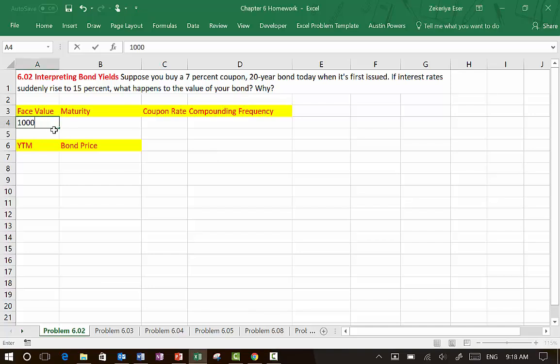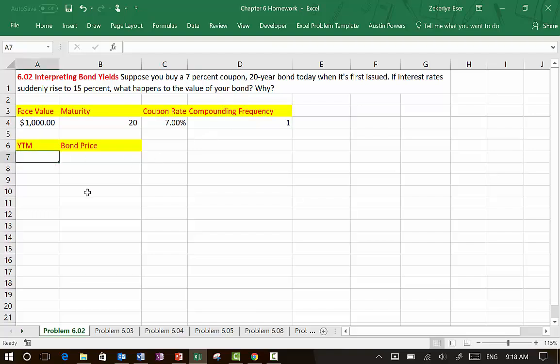Let's assume that face value is $1,000. This is a 20-year bond. Coupon rate is 7%. It's not said what the compounding frequency is, so I'm going to assume it's an annual bond. And it's not said that this bond was a par bond when you first bought it, but we're going to assume that. Since it is a par bond, its price is going to be $1,000, equal to face value.